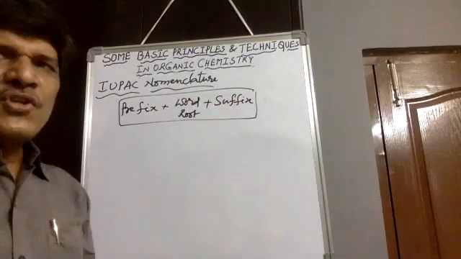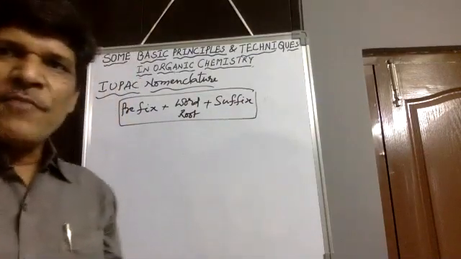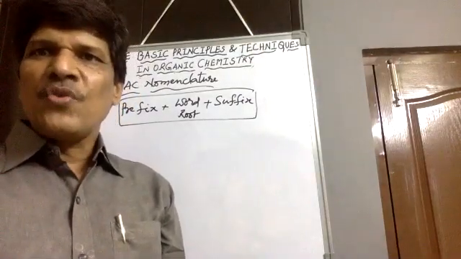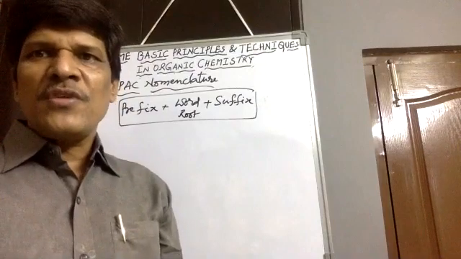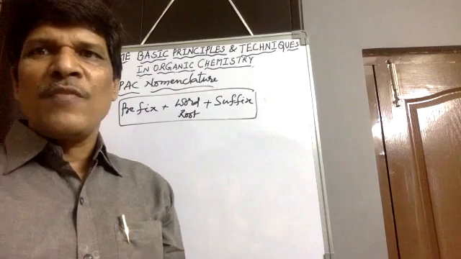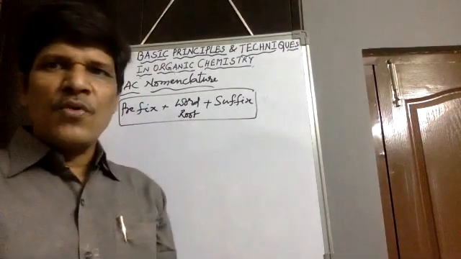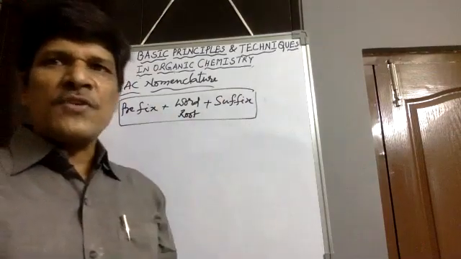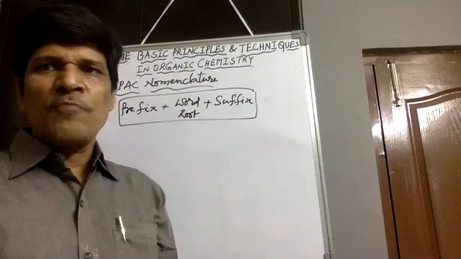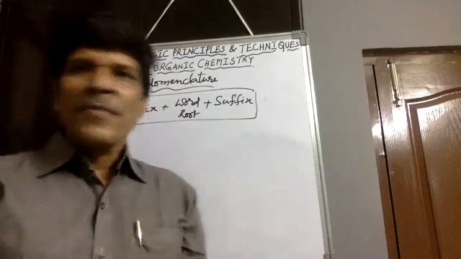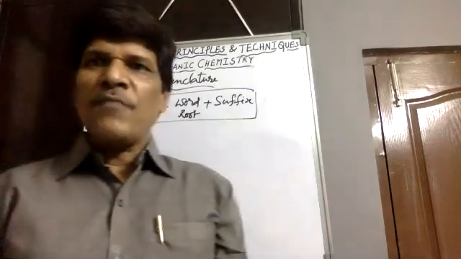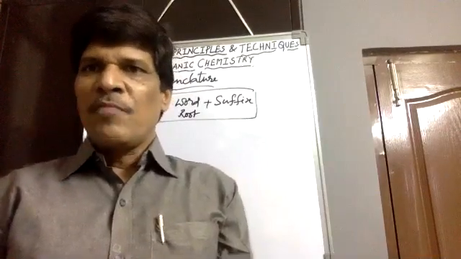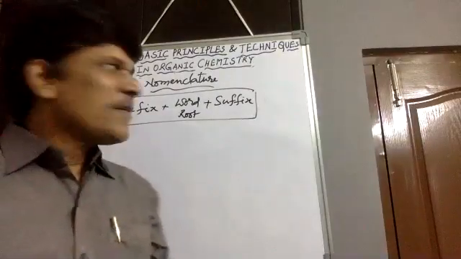Suffix shows primary as well as secondary. Primary suffix shows saturation or unsaturation. Saturation is shown by ane; double and triple bonds show unsaturation; double bond is denoted with ene, triple bond denoted with yne. Prefixes are numerals like 1, 2, 3, and functional groups also can be shown. Secondary suffixes also show functional groups; that functional group should be at the end of the word root name. With multiple functional groups, the highest priority functional group should be taken in the long chain name, and all remaining functional groups come under prefix. So that is a brief idea about nomenclature.